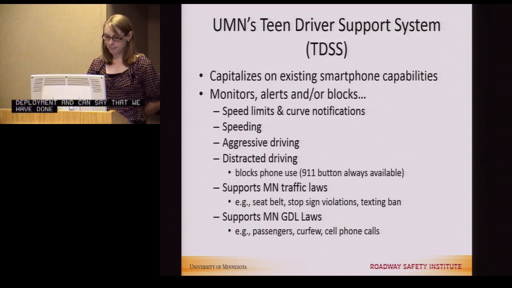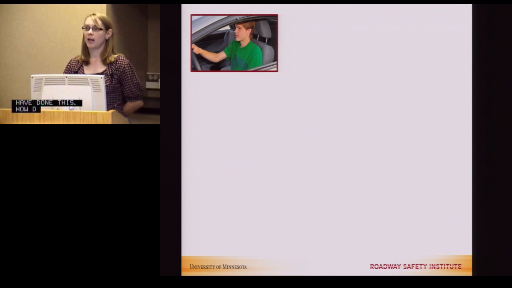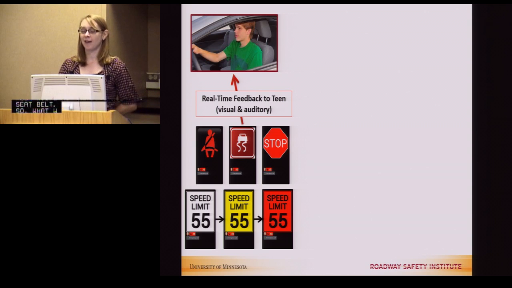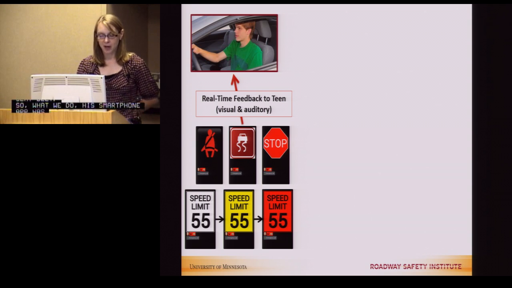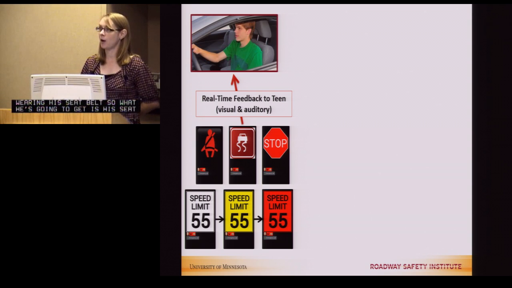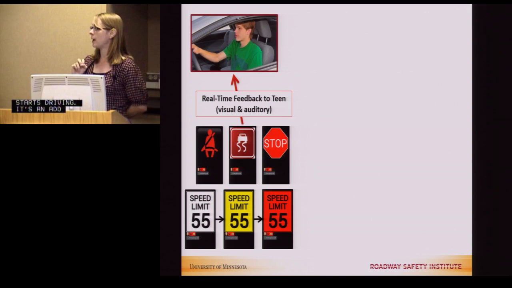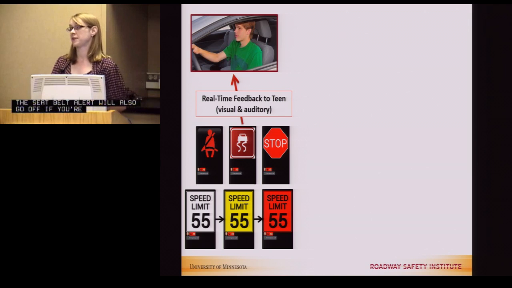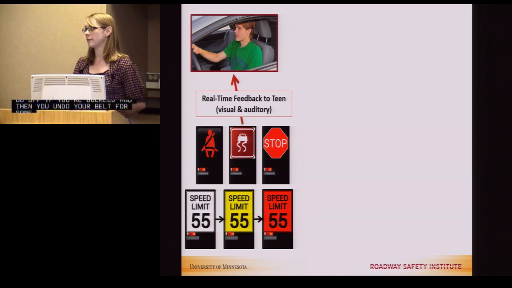So how does it work? We have little Joe Teen here in his car, and he's going for a drive. Poor kid's not wearing his seatbelt. His smartphone app has launched, and because he's not wearing his seatbelt, he's going to get a seatbelt alert. That's going to keep going off on the phone, auditory, asking him to buckle his seatbelt before he starts driving. It's in addition to the vehicle seatbelt one. The seatbelt alert will also go off if you're buckled and then you undo your belt for some reason while you're driving.